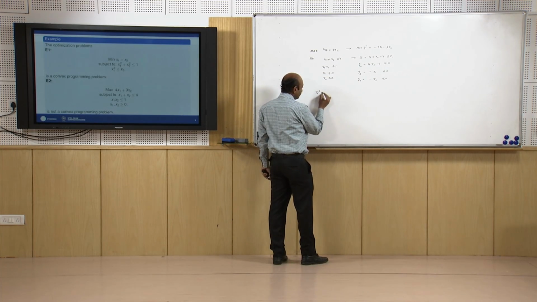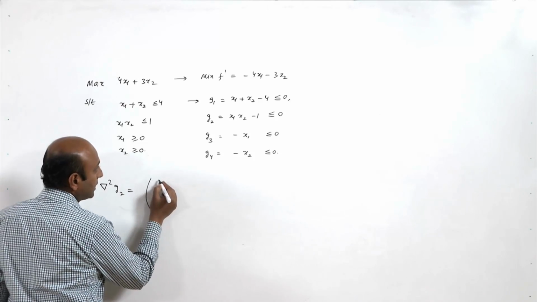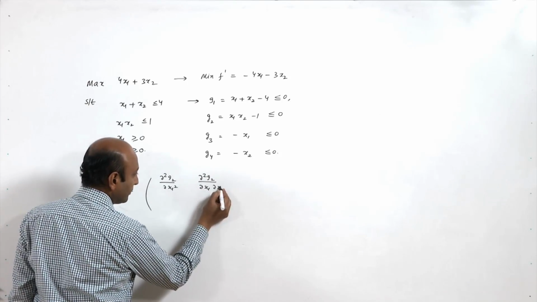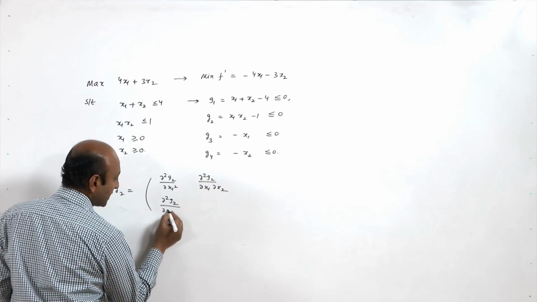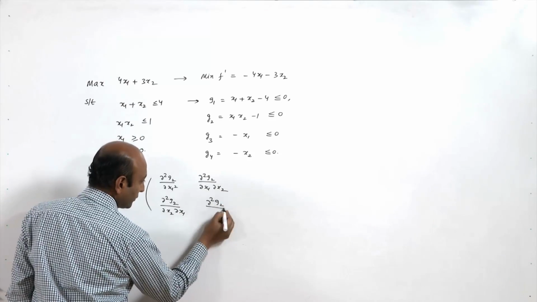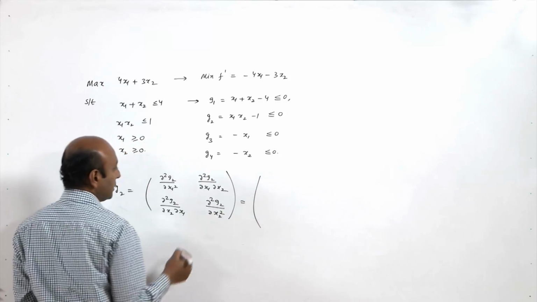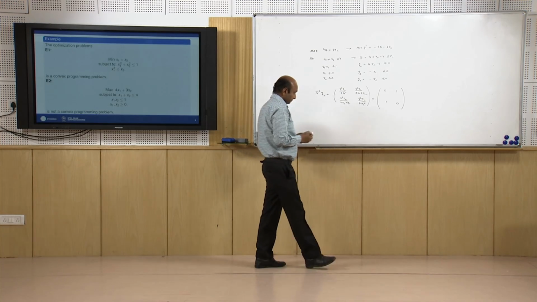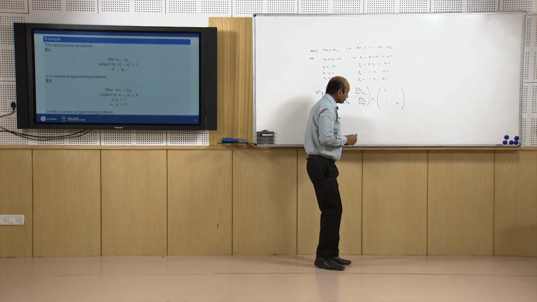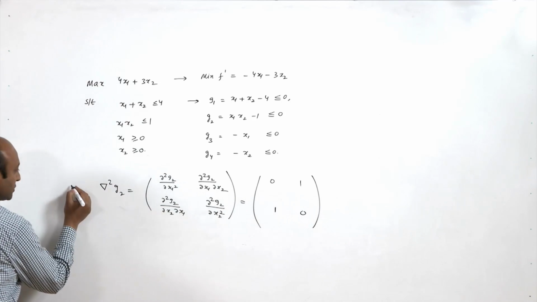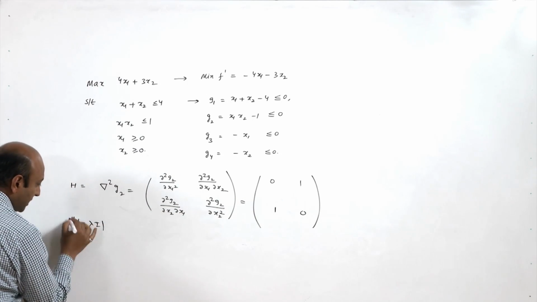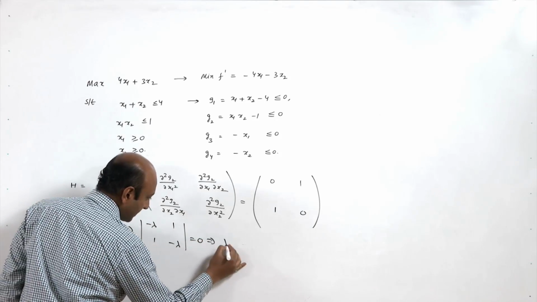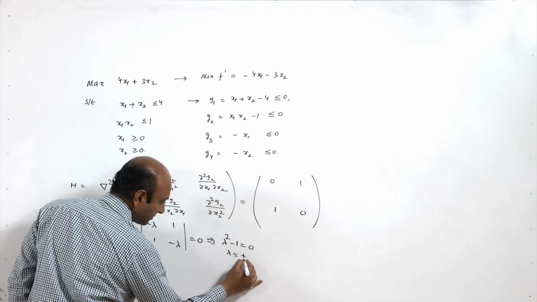What will be the Hessian matrix of G2? It is del square G2 of del x1 square, del square G2 of del x1 del x2. It involves only two variables, hence only a 2 cross 2 matrix will be there. So, the Hessian matrix is 0, 1, 1, 0. Now, if you find the eigenvalues of this matrix, suppose it is H. Then the determinant of H minus lambda I should be 0, and this implies the determinant of minus lambda 1, 1 minus lambda should be 0. This implies lambda square minus 1 equals 0, so lambda equals plus minus 1.